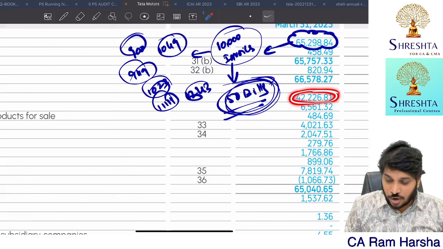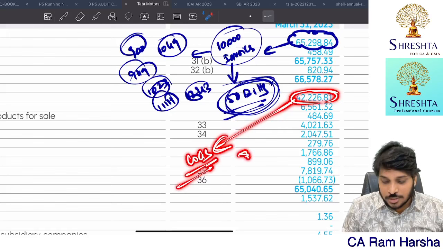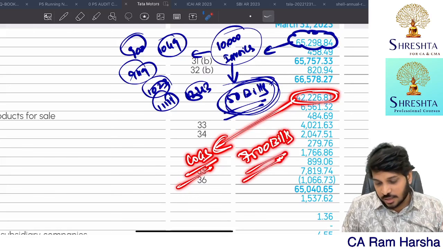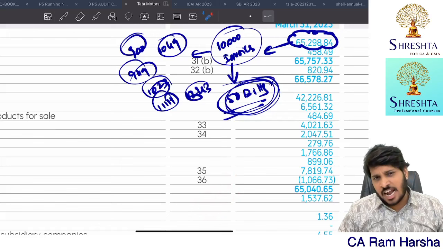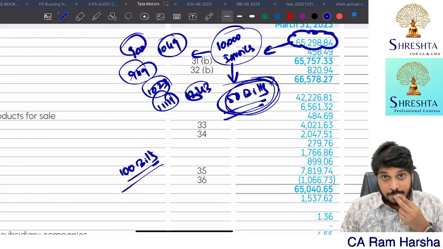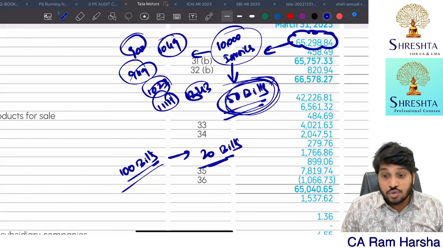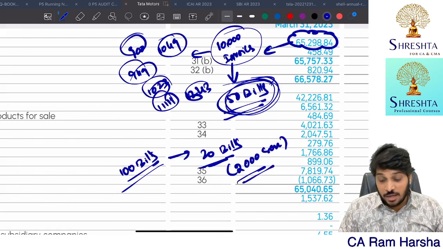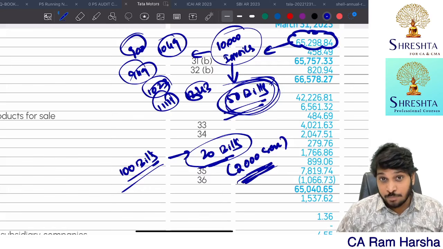Suppose I verified this 42,000 crore, which is the cost of goods sold. For this 42,000 crore, some 7,500 purchase bills were there. Out of them, I selected 100 bills randomly and started verifying. In this, some 20 bills, whose total value is 2,000 crore, are all dummy, bogus purchases. I discovered this fraud.